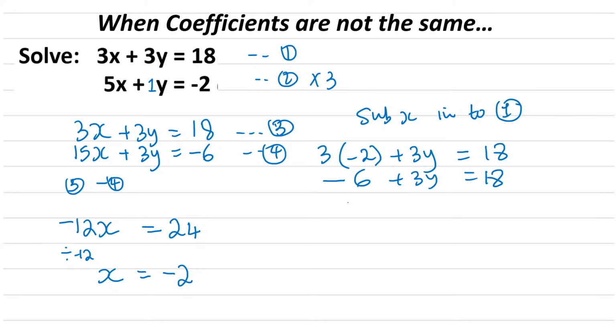I'm going to add 6 on both sides. So I now have 3y equals to 18 plus 6 is 24. So I'm going to divide by 3 both sides, and that will give me y equals to 24 divided by 3 is 8. So y is equal to 8. Okay, so in this example, I've only changed one of the equations in order to make it the same.